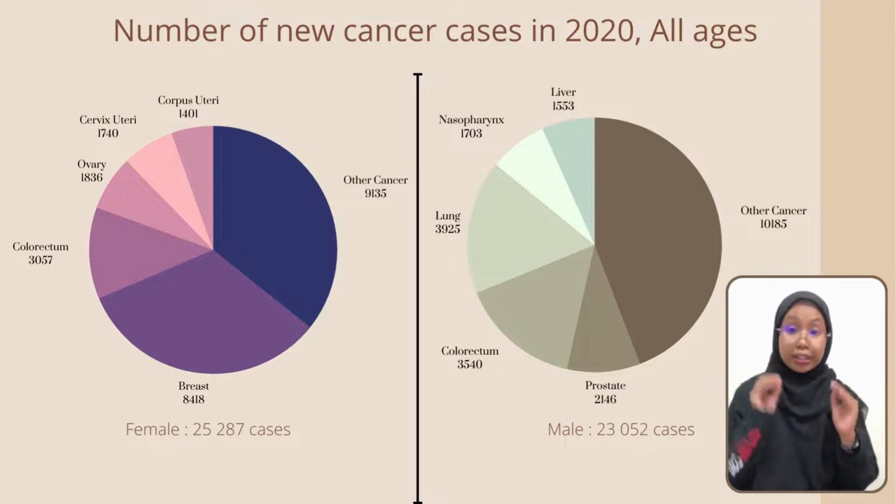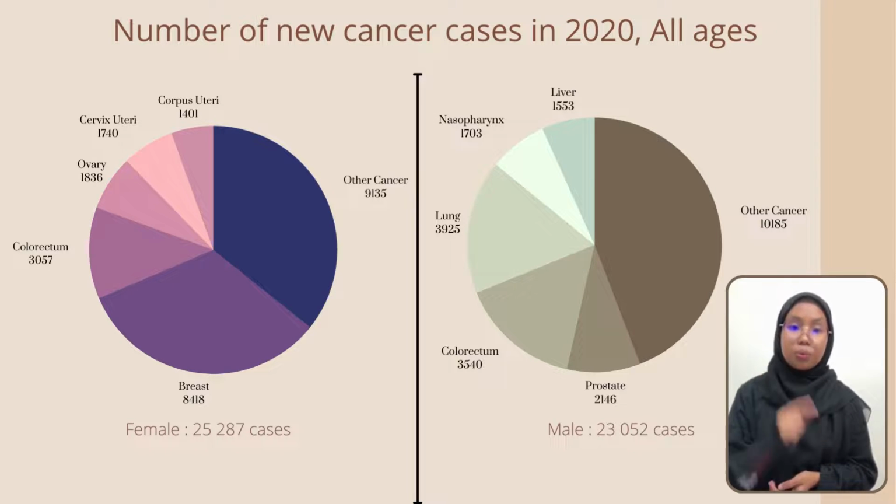Next, our focus is on prostate cancer, which is on the male pie chart. We will compare prostate cancer and ovarian cancer from the female. The number of new cases in 2020 in Malaysia for prostate cancer is 2,146, which was higher by 310 than females who suffer ovarian cancer.